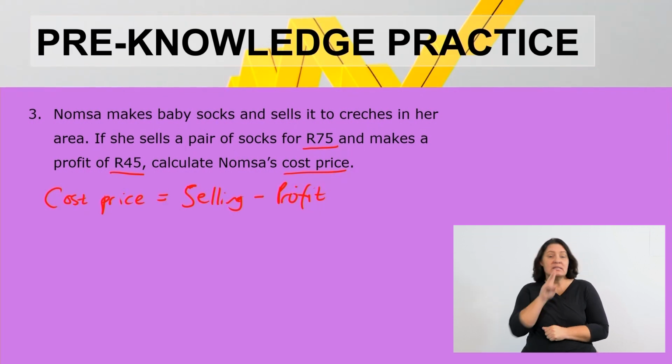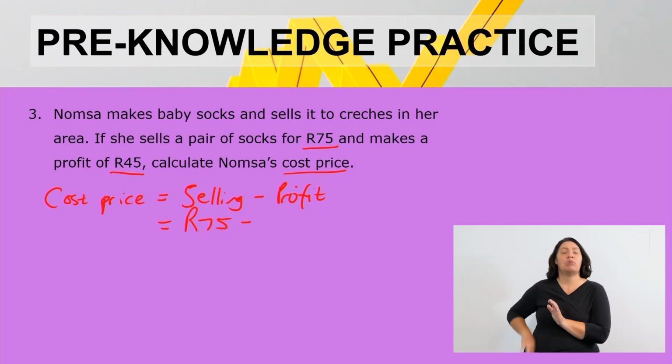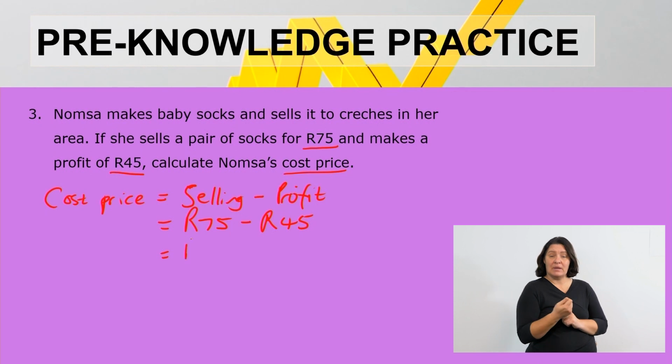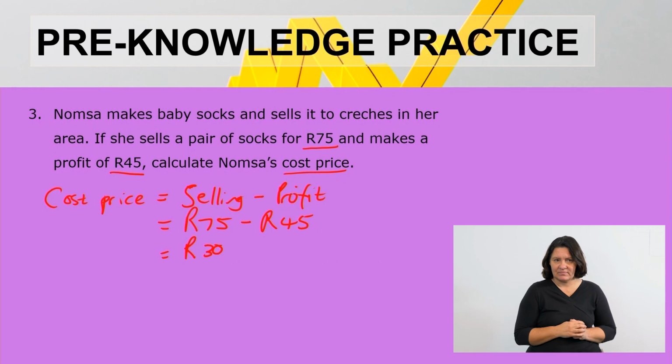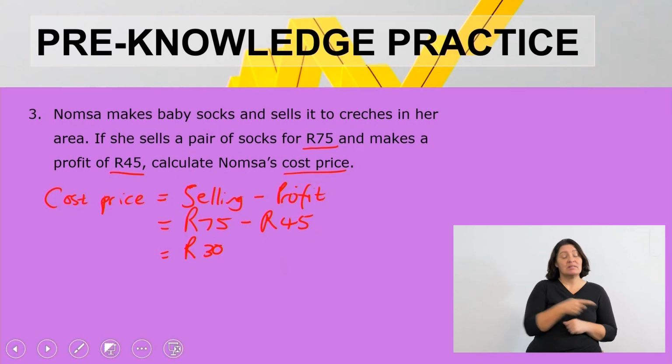Okay, so looking at what is presented to us, it says, if she sells a pair of socks for 75 Rand, so that means it's the selling price, that will be 75 Rand, minus the profit she'd like to make on this item, so minus the 45 Rand. So therefore, Nomsa's cost price, in essence, then will be 30 Rand. Okay, so I'm going to repeat, cost price equals your selling price minus your profit. In this case, your selling price is 75 Rand and your profit is 45 Rand. So therefore, a cost price will be 30 Rand.